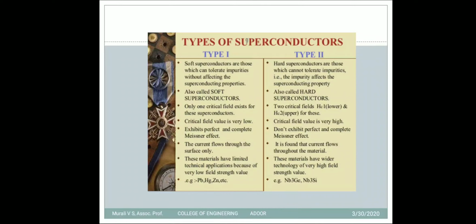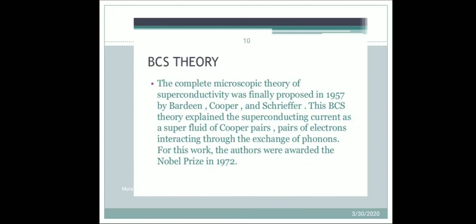Type 1 superconductor has only limited application because of the low critical field, that is even a small field can make it a normal conductor, but type 2 superconductors have a lot of practical applications because they can withstand a large critical field. Here you have examples for type 1 and type 2 superconductors.